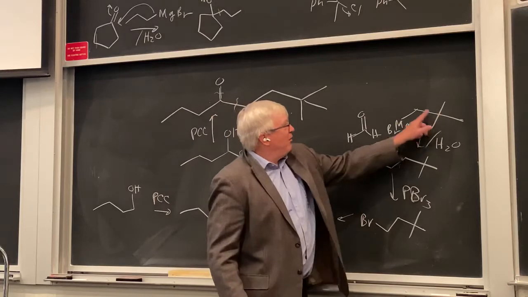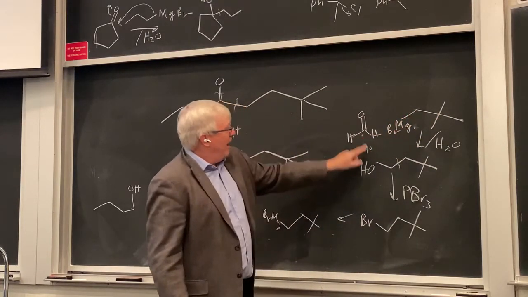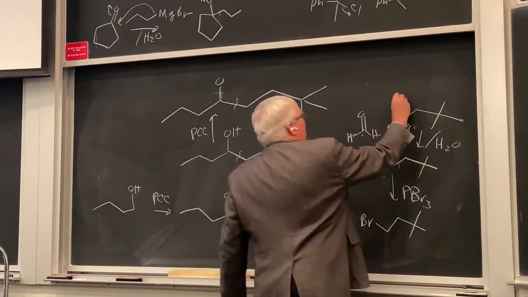But you see, this is 5 carbons, right? The tert-butyl and then a methylene right here. Adding the aldehyde gives the primary alcohol. That'd be fine. Or what could we do here?